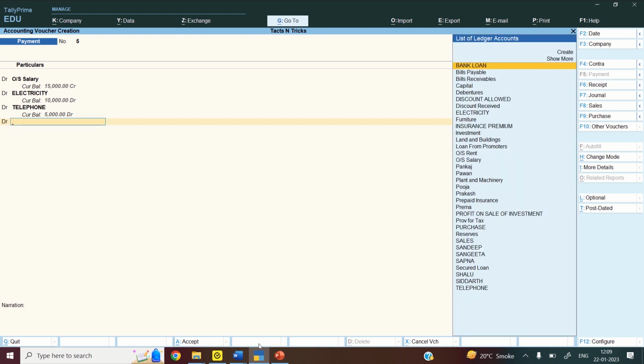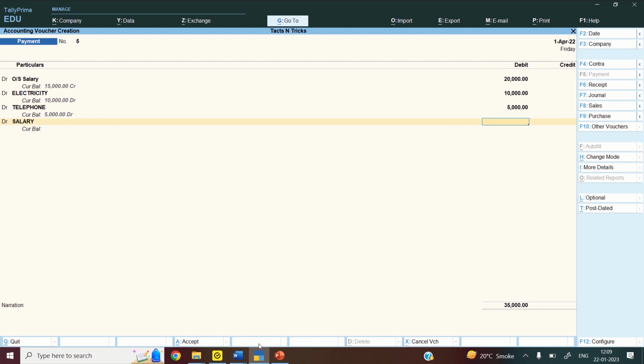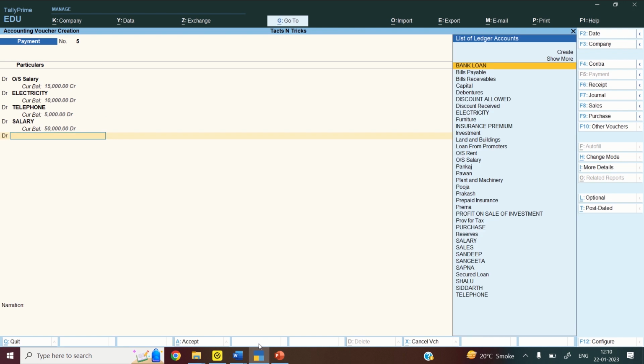Now it is current salaries. So the outstanding ledger is created, but the current salary ledger is not created. So I will press Alt plus C. I will create the ledger of current salary, or you can just write salary, and I will press Control plus A. Salary you have paid for this year, that is 50,000 rupees. Again debit, again debit. Now it is said that rent including outstanding is being paid.